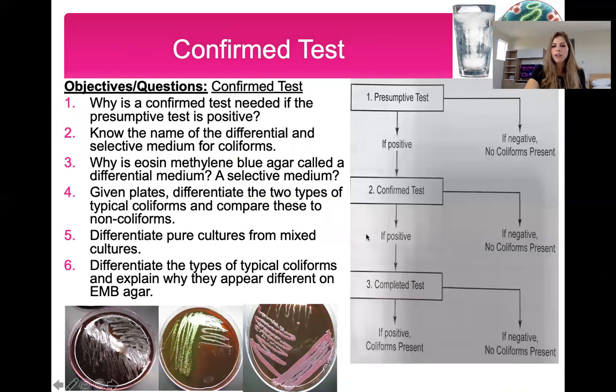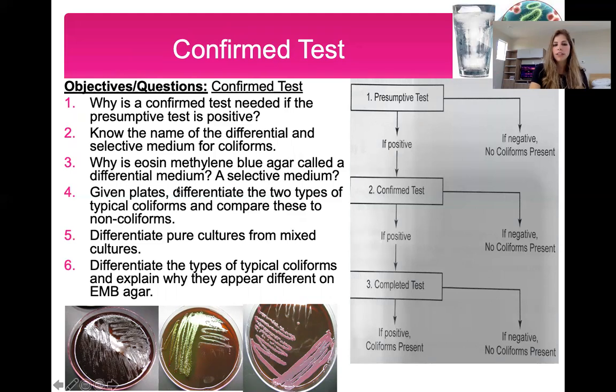Okay, so for the confirmed test, what I want everyone to know is, why is a confirmed test needed if the presumptive test is positive? If you work for a water company, after just doing the presumptive test, you can't go tell that water source that it's contaminated. You have to go on and do the confirmed test with EMB plates, because your presumptive test could be producing false positives because of synergism.